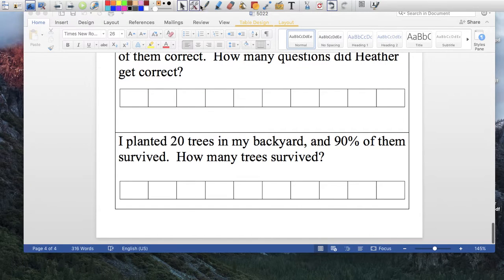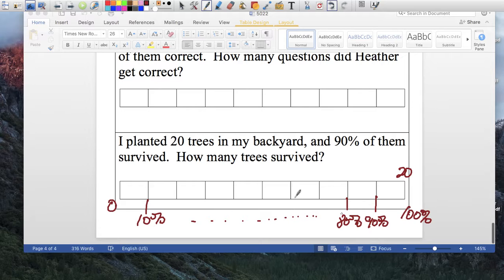I planted 20 trees in my backyard, so 0, 100%. 100% of the trees is 20 trees. I have 20 trees, and 90% of them survive. So this is 90% right here. 90%, 80%, 10%, etc. 20, 30, 40, 50, 60, 70, 80, 90.